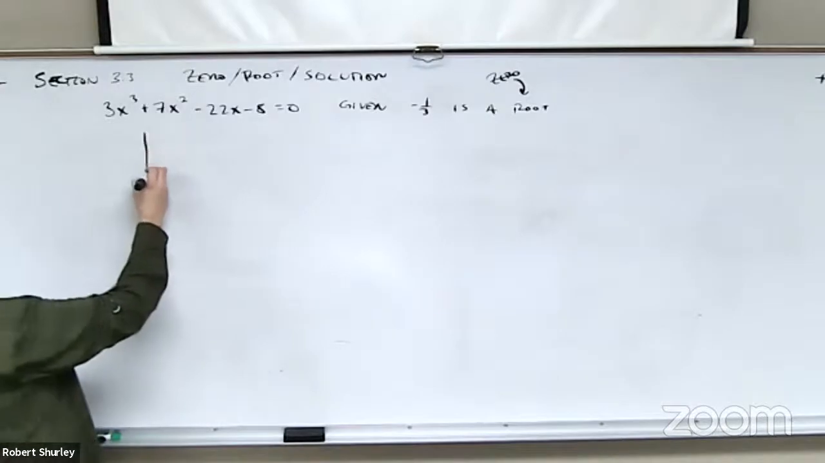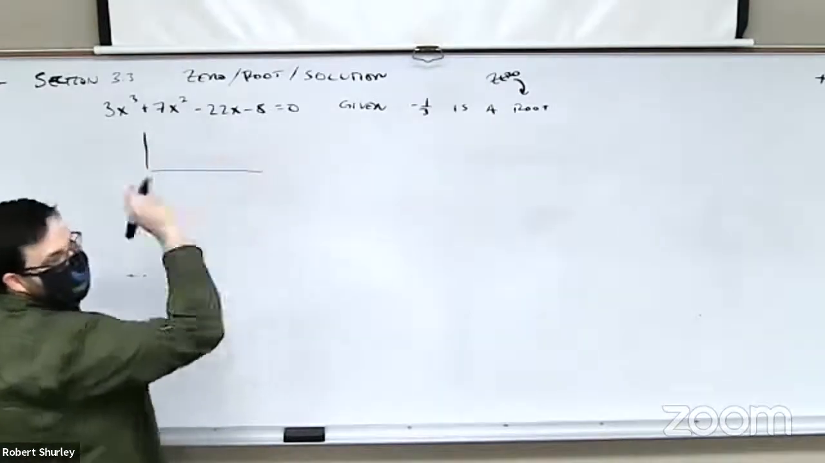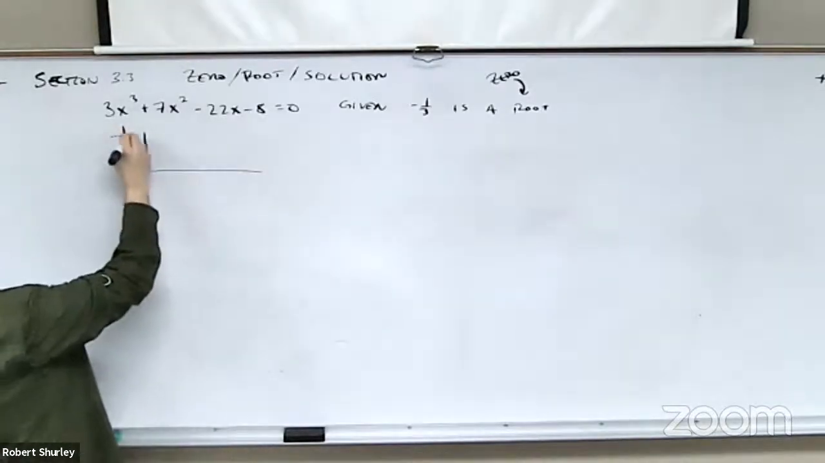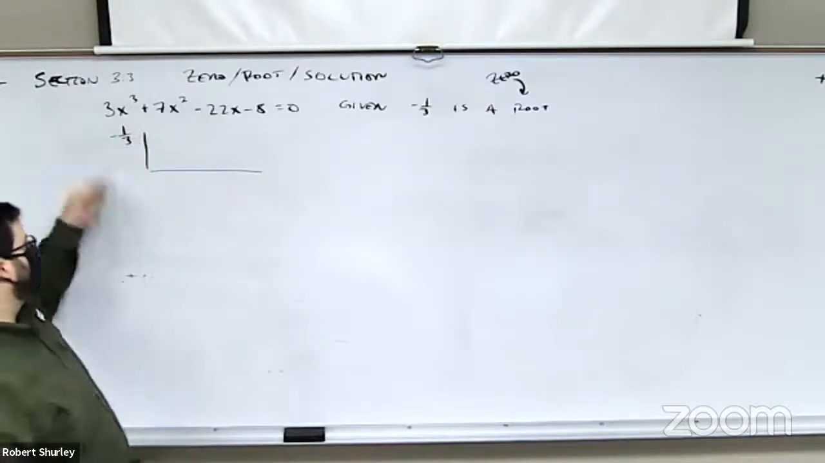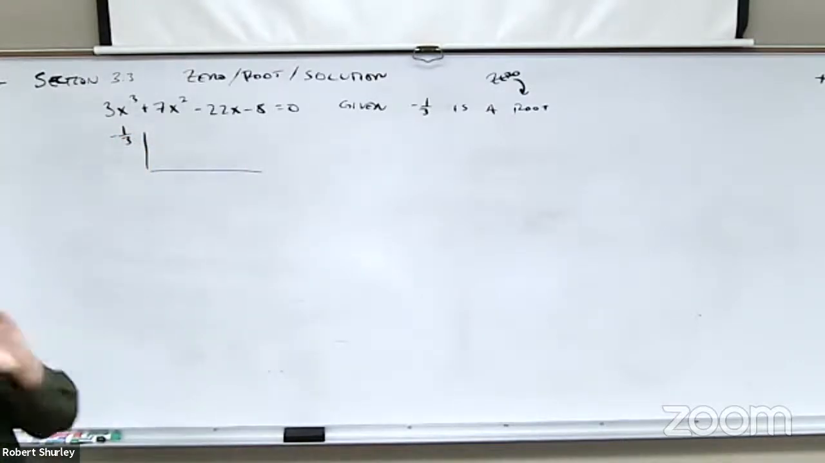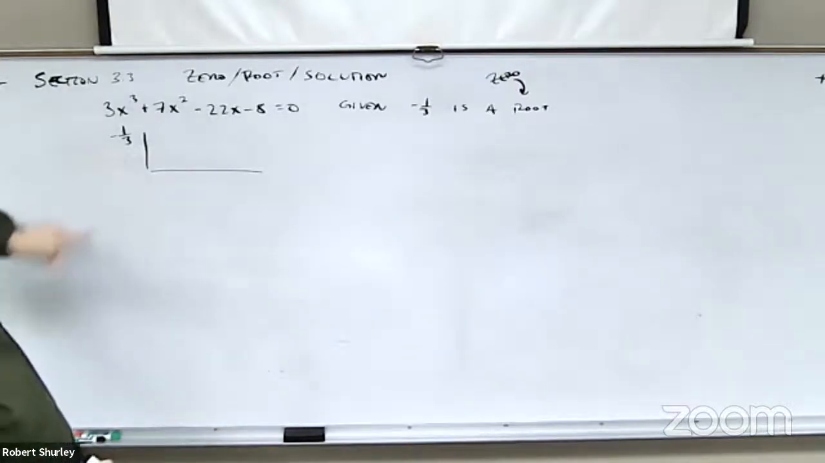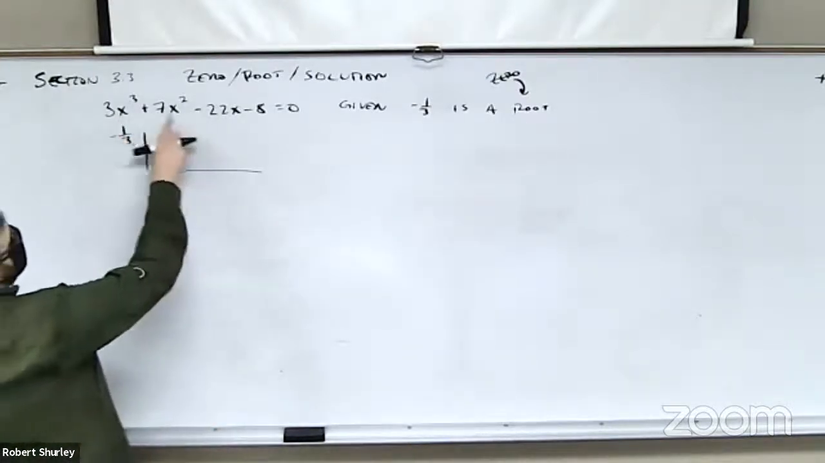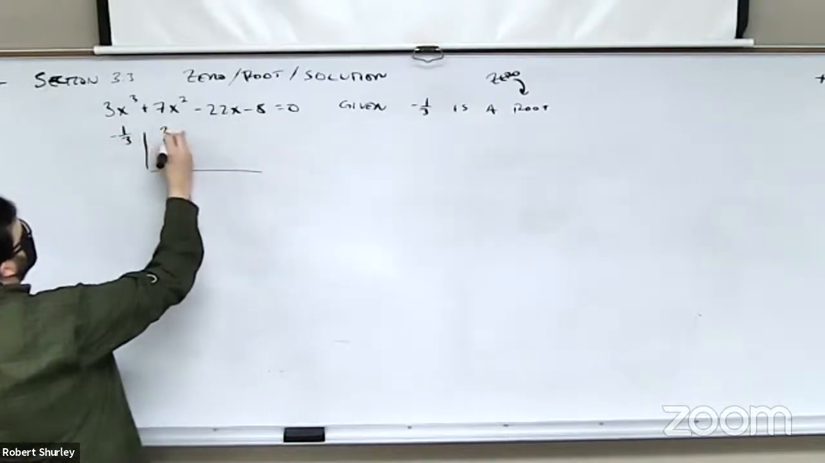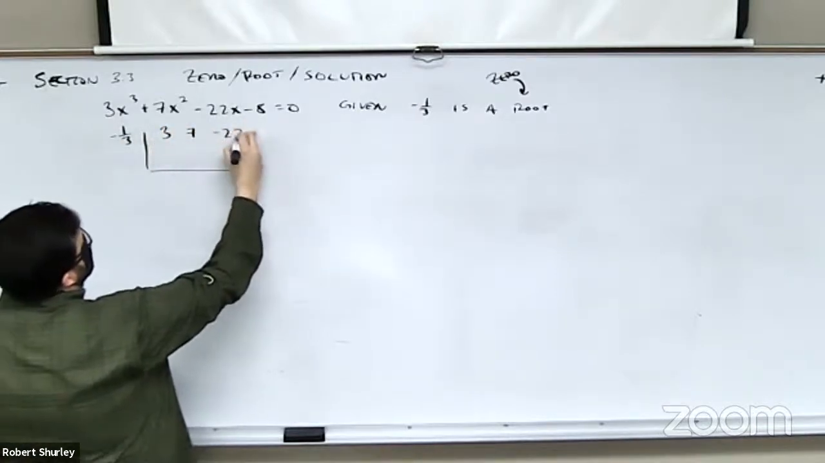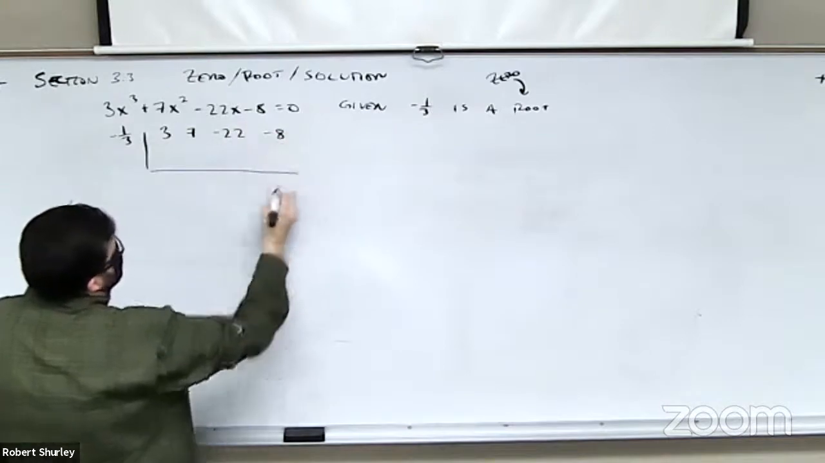So we're going to start the same way. Look, -1/3 is the root. So therefore, that's what actually goes there. It is the 0. It's not like it's in a factored form or anything like that. It is the 0. So it goes right there. Then I'm going to write this descendingly. 3, 7, -22, -8.